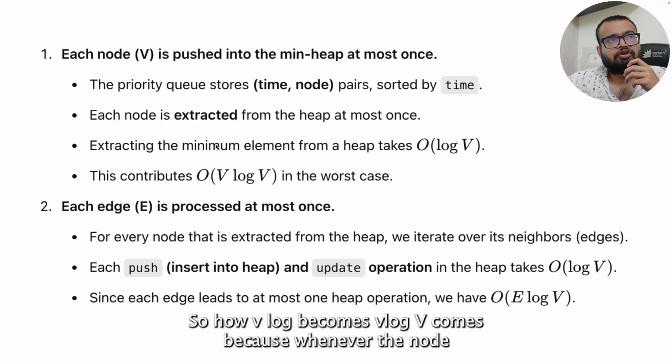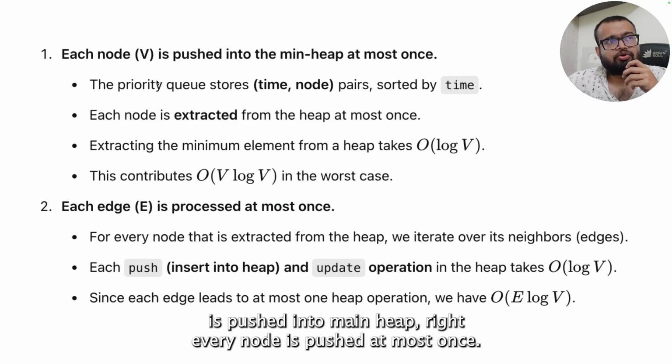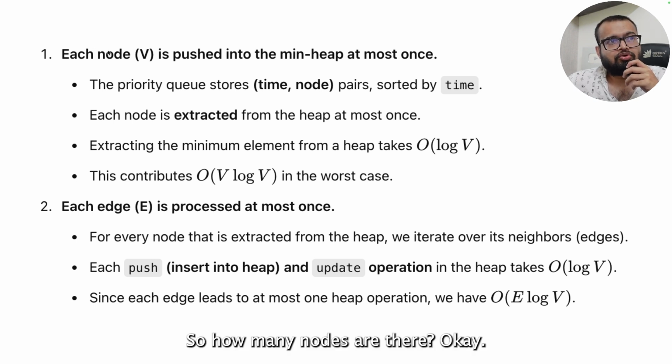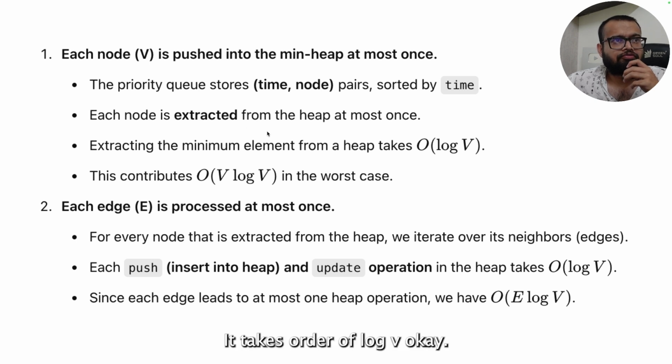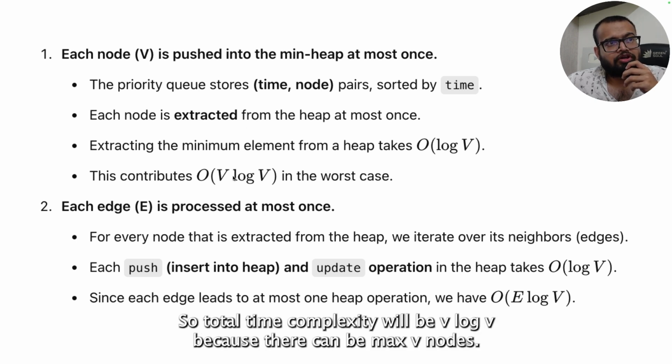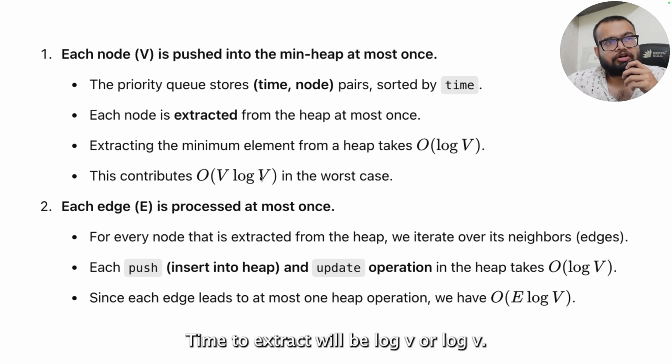How does v log v come? It comes because whenever a node is pushed into the min heap, every node is pushed at most once. There are v nodes. And how much time does it take to extract the minimum element from the heap? It takes order of log v. So the total time complexity will be v log v, because there can be at most v nodes, and the time to extract is log v.